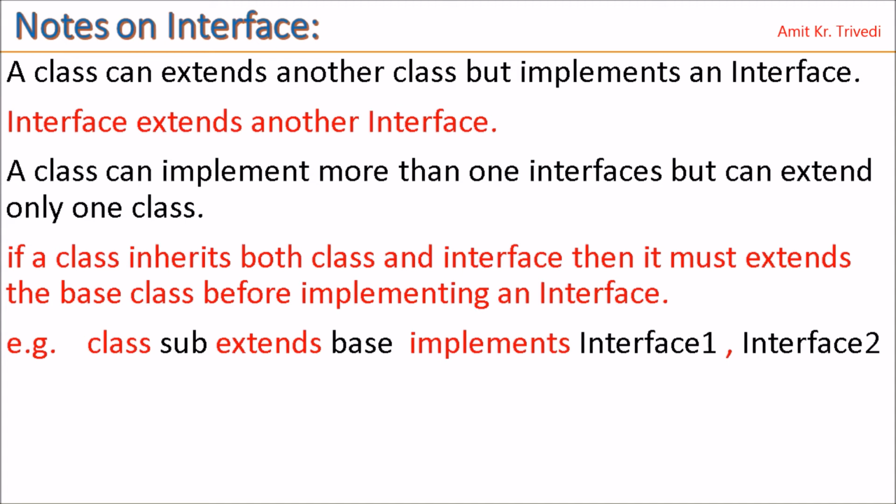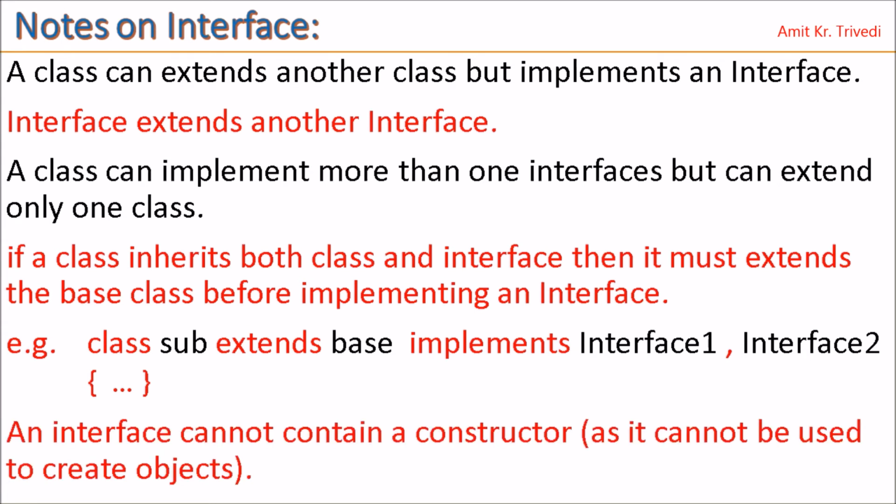Class sub extends base. So the superclass is the base class. After this, with some space, no need to use any comma separator, we write implements. Then you can see this class is inheriting two interfaces, interface1, interface2. In this way the class will inherit a class and two interfaces. So extends should appear before implements.